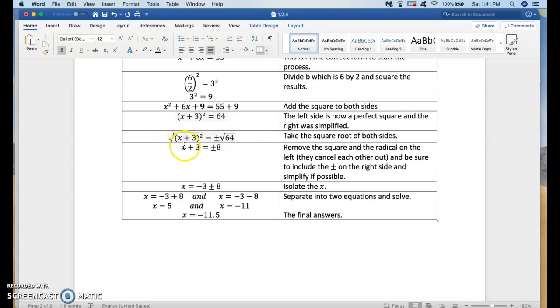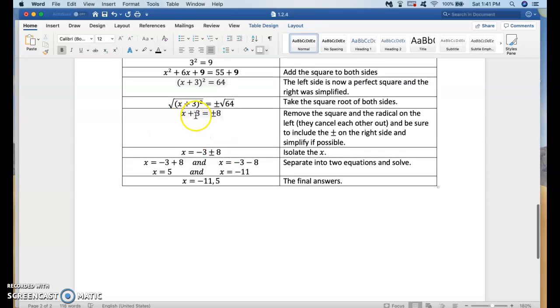So take the square root of both sides. Be sure you remember the plus and minus. The square root of this quantity squared simply cancels out, and you're left with x plus 3 is equal to plus or minus the square root of 64, which is 8. We move the positive 3 to the other side so that we can isolate the x. Break it down into two little equations so you can solve. Negative 3 plus 8, negative 3 minus 8.